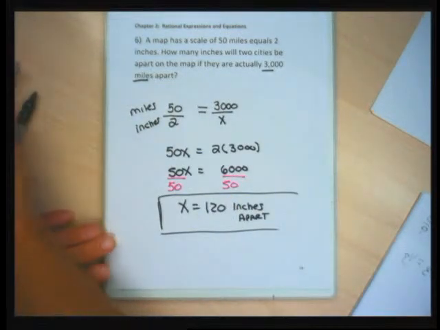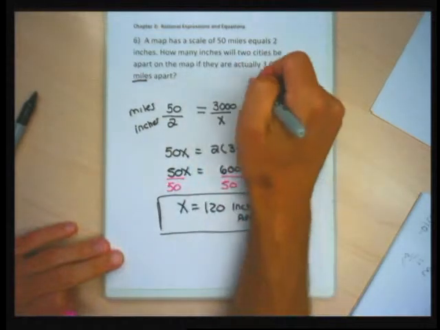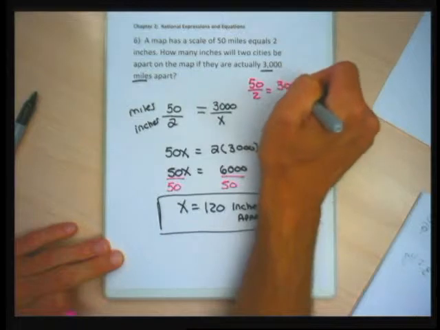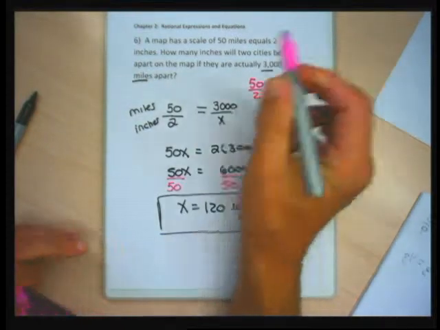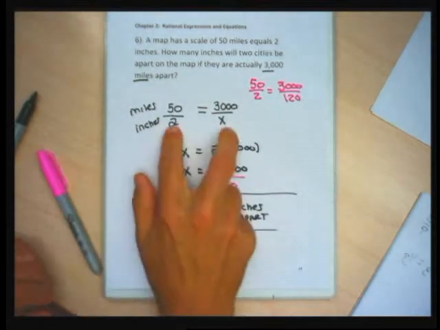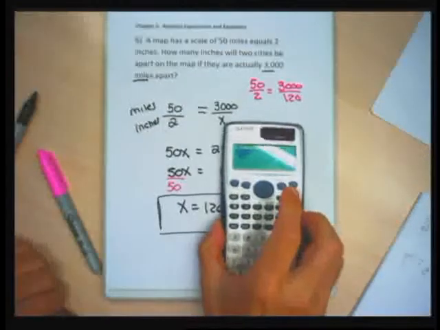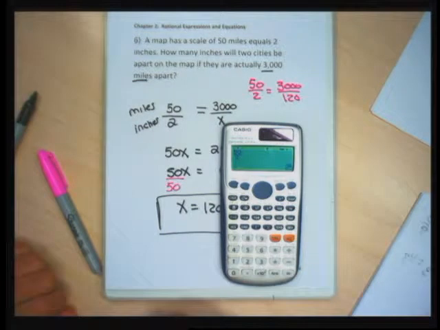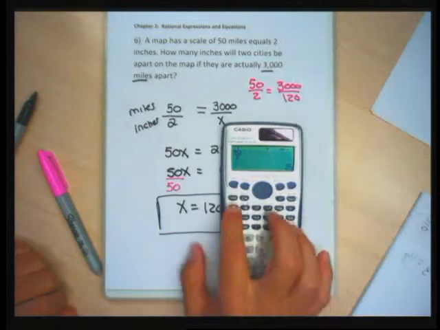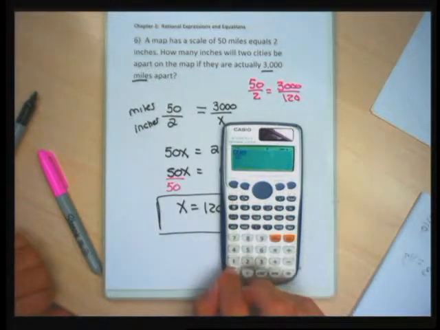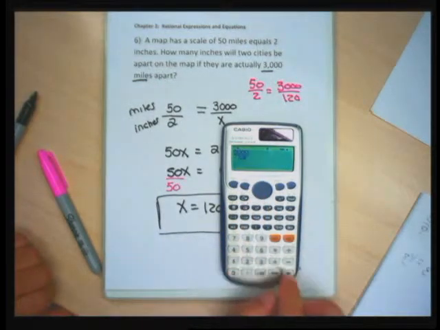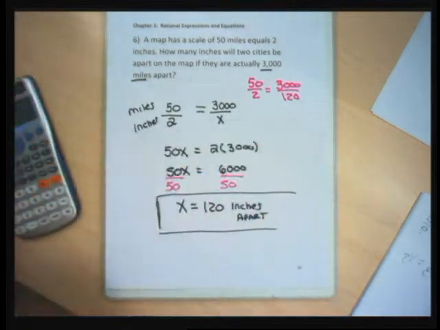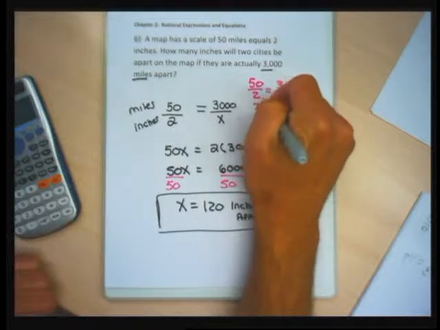I'm going to check my work by plugging in the 120 and seeing if the fraction 50 over 2 equals the fraction 3,000 over 120. Because for my answer to be correct, both sides of the equation need to reduce the same. 50 over 2 is going to reduce to 25. And the right-hand side, if it also reduces to 25, then I haven't made a math error. Doesn't mean that I set the problem up right, but at least tells me I didn't make a math error. So my simplification for each side gives me 25.